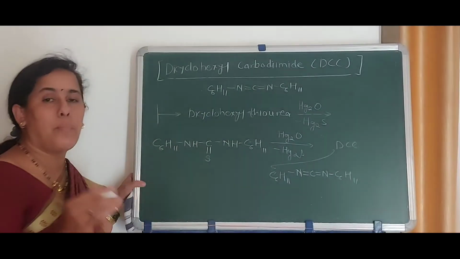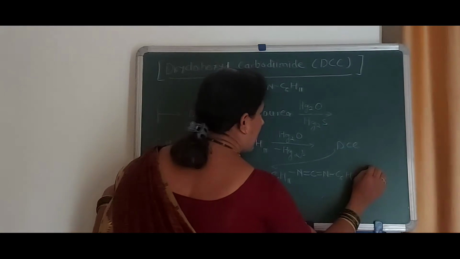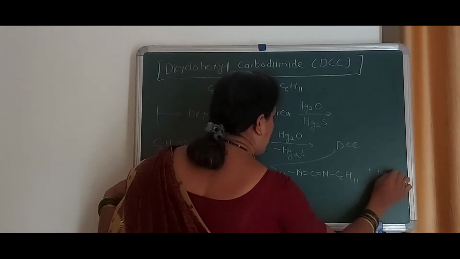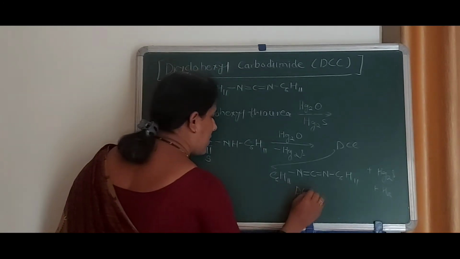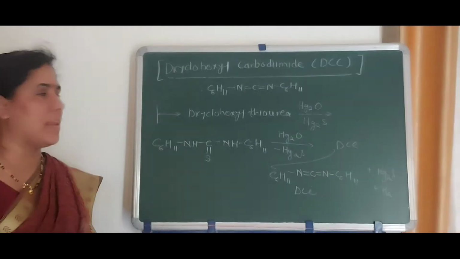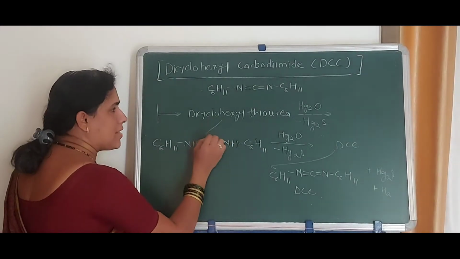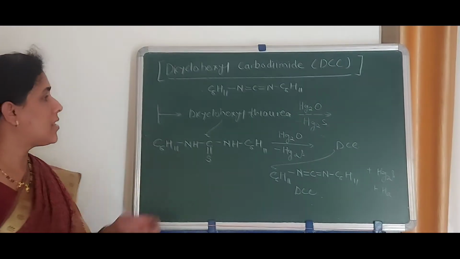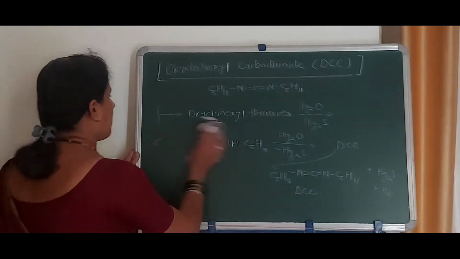As it acts as a powerful dehydrating agent, there is a removal of what? That is the removal of Hg2S along with H2. This is called DCC. Now the second method: instead of thiourea, if we take urea, what happens here?